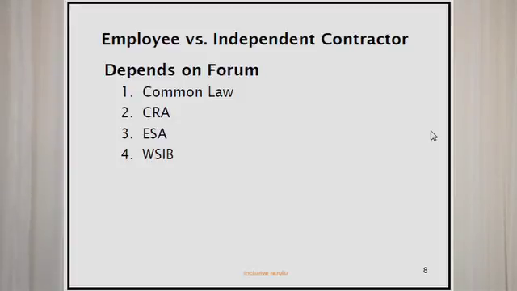CRA is concerned with ensuring that they are receiving payroll remittances, EI remittances, CPP remittances, etc., the Employment Standards Act, and WSIB. So hopefully, if things are structured properly, somebody would either be an employee or an independent contractor under all four of these different heads. But we're seeing more and more cases come up these days where the ESA may say, you know what, this person is an employee, but then CRA is saying something different in that the person is an independent contractor. And I'm going to go through a couple of the factors that lead these different forums to their conclusion.